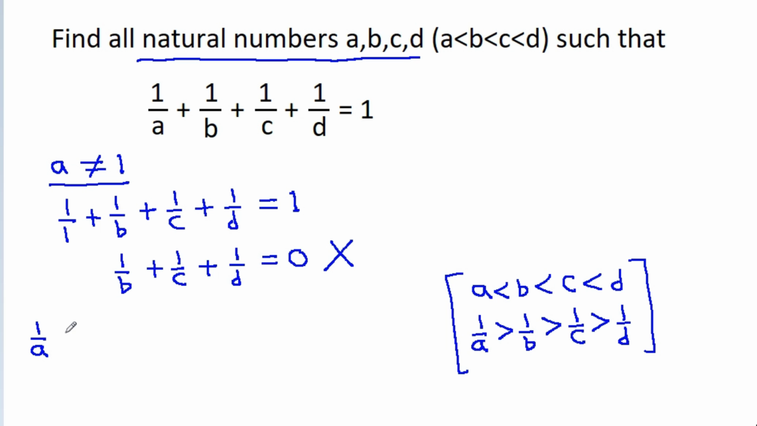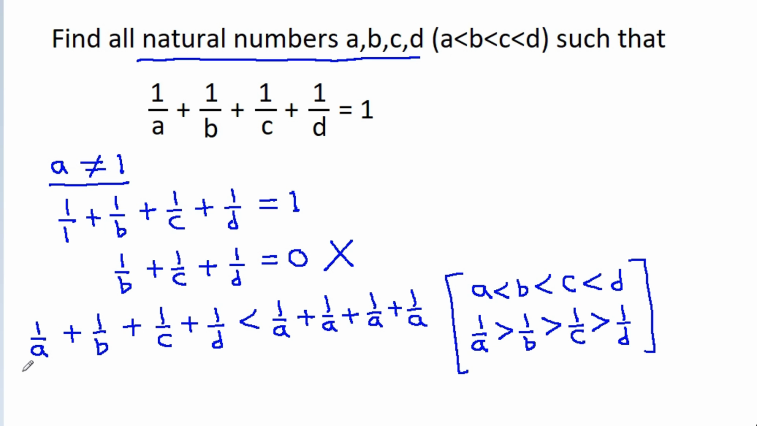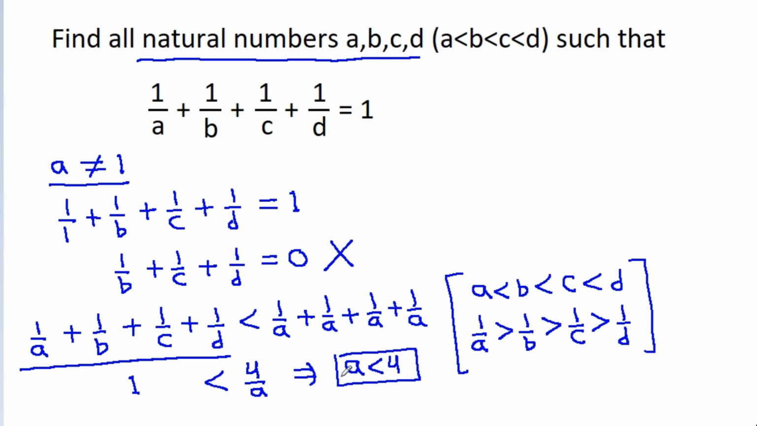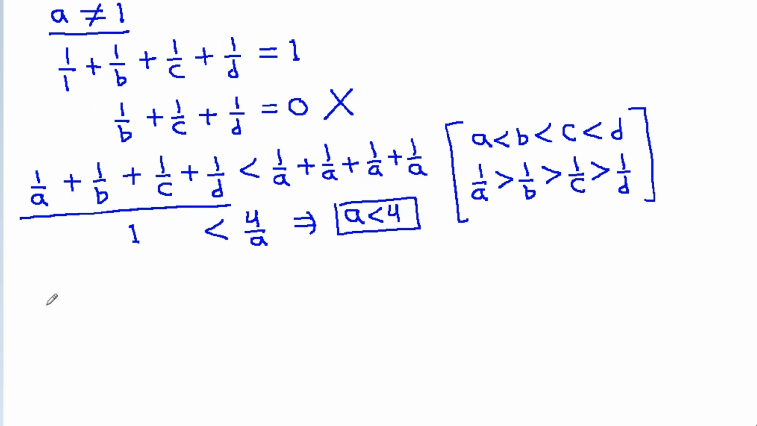So 1/a + 1/b + 1/c + 1/d will be less than 1/a + 1/a + 1/a + 1/a, and 1/a + 1/b + 1/c + 1/d is 1, that is less than 4/a. That means a is less than 4, and a is a natural number, and a is not equal to 1, and a is less than 4, that means a can be 2 or 3.